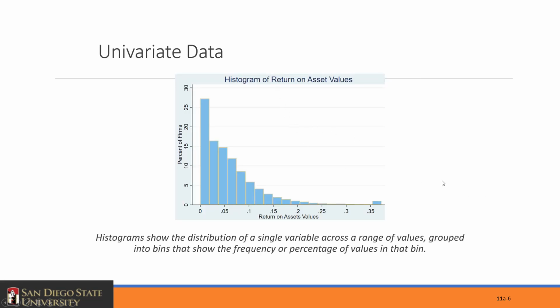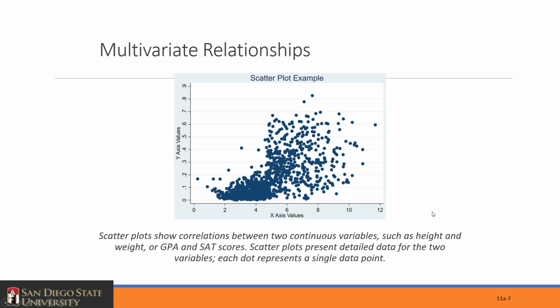This is a histogram we have seen. You want to see the distribution of the return on assets. You have to define the bins like here, and then see how many observations fall in each bin. The multivariate relationship is the scatter plot. You pull all the data points into a picture and try to figure out the relationship.